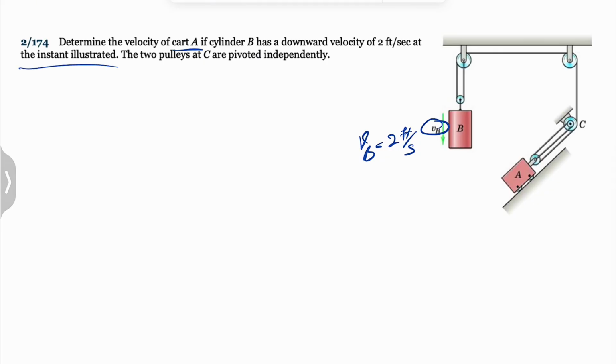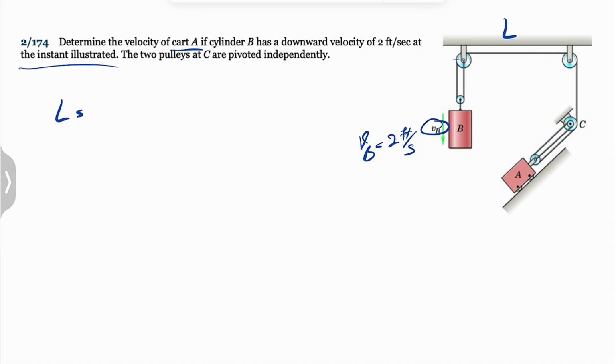So the two pulleys that we see at C, the big one and the small one, are independent of each other, meaning they're not affecting the rotation by any means. We solved a couple of questions like this in the previous videos. Basically, we have one single cable that goes around all these pulleys, and obviously the length of this cable is constant. Let's just call that L.